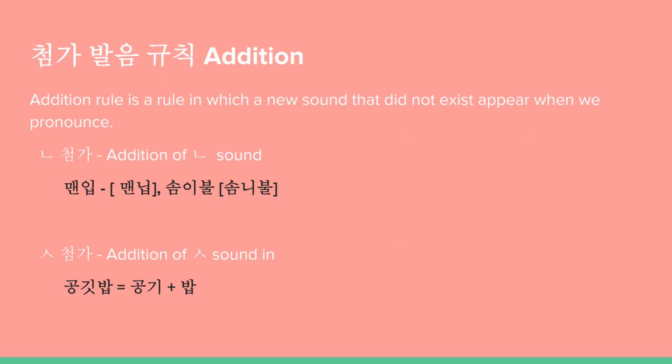Right? So just try to pronounce it by yourself and compare which way is easier and more natural. Of course, it will sound more natural and easier to pronounce. And there's 시옷 첨가. It means addition of 시옷 sound in words. For example, 공깃밥. You say 공기 plus 밥, but it's correct to say and write 공깃밥.